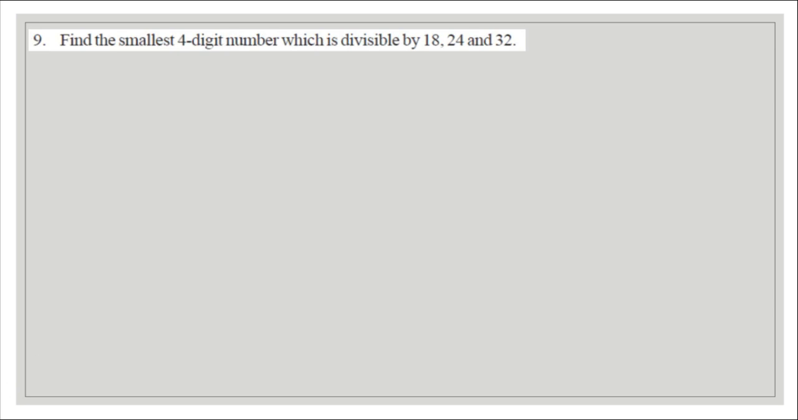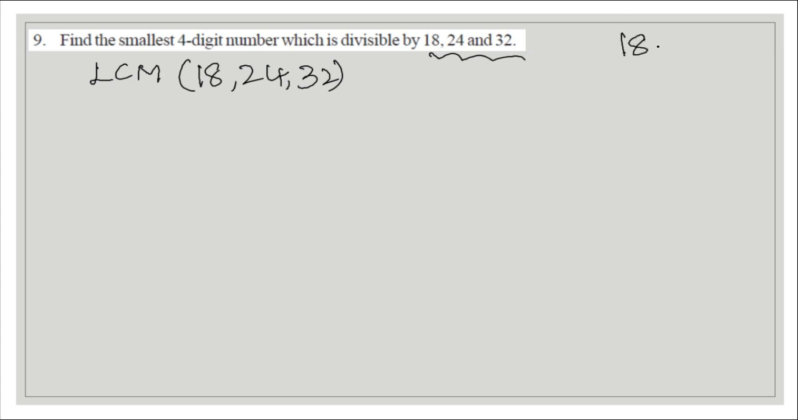Question number 9. Find the smallest 4-digit number which is divisible by all these: 18, 24 and 32. Let me first find the LCM of 18, 24 and 32. Then we'll take the smallest 4-digit number, then we'll divide by the LCM, then we'll subtract the remainder from the divisor and add it to the least 4-digit number, then we'll get the required number.